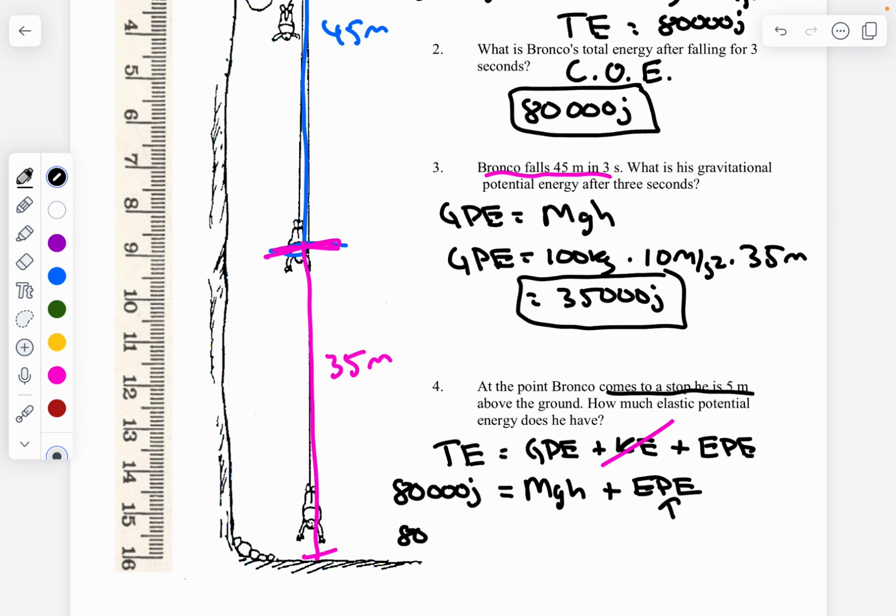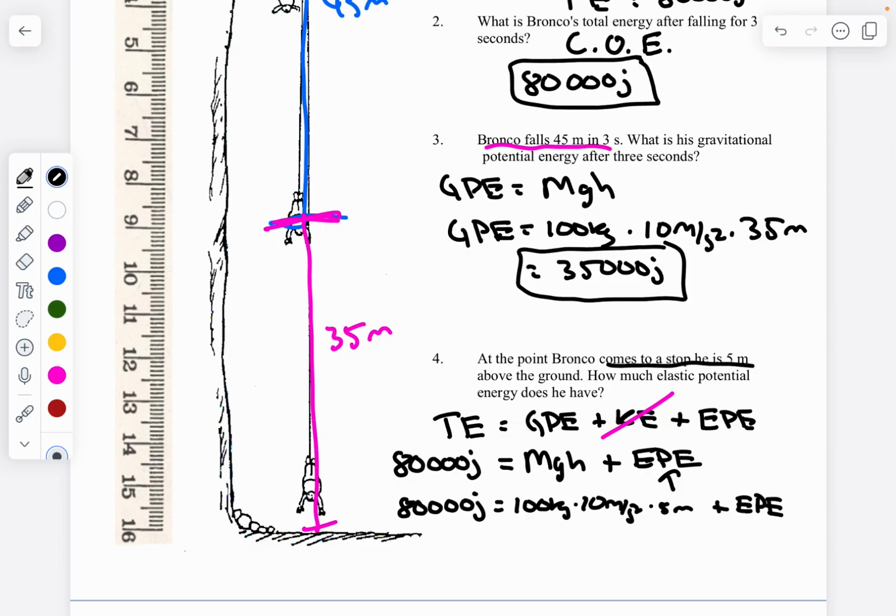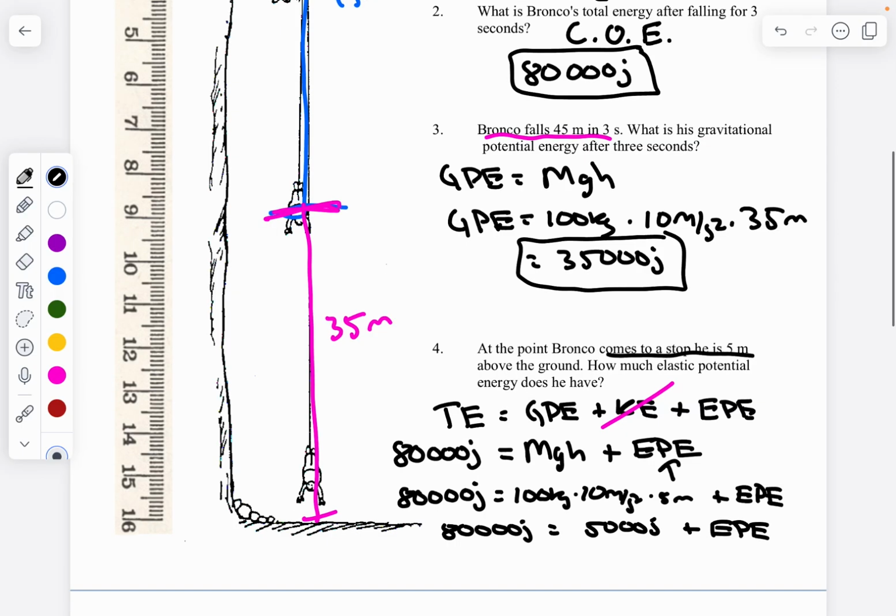So let's go ahead and sub in for mgh for our gravitational potential, 100 kilograms. Here he's going to be still against gravity and only 5 meters above the ground. And then EPE, elastic, is what we're going for. So 100 times 10 is 1,000, times 5 is 5,000. So we get 80,000 joules is our total. We have 5,000 joules of gravitational potential, meaning everything else is elastic. So if you subtract 5,000 joules off of the 80,000, you're going to get 75,000 joules of elastic potential energy. That's the energy stored up in his bungee.